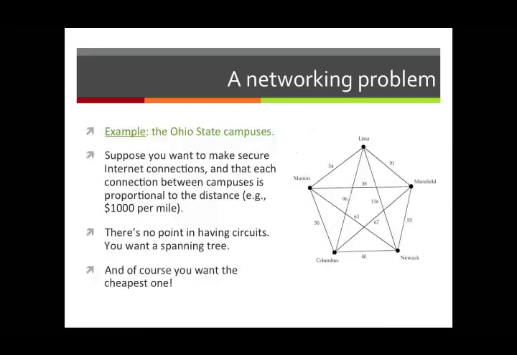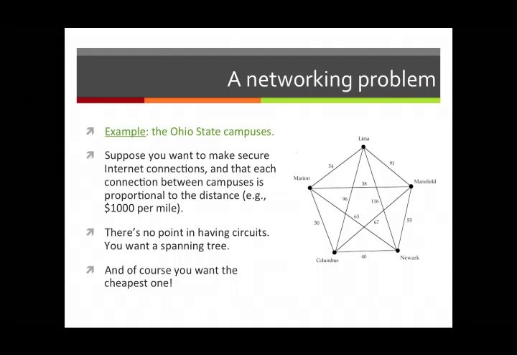Here's an example. Again, we're looking at the Ohio State campuses. We're looking at edges in which the weights represent the distances. Now, we're not going to do the traveling salesman problem this time. What we're going to do is, suppose we want to make secure internet connections. And suppose that each connection between a pair of campuses is proportional to the distance, let's say $1,000 per mile, which will make you think maybe it's worth thinking about this problem.